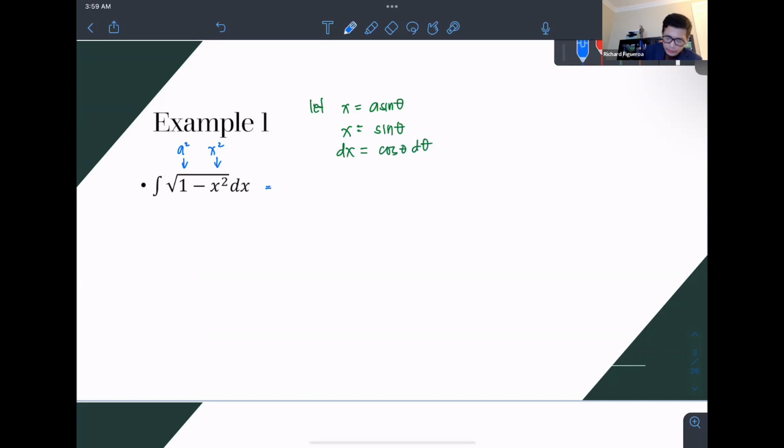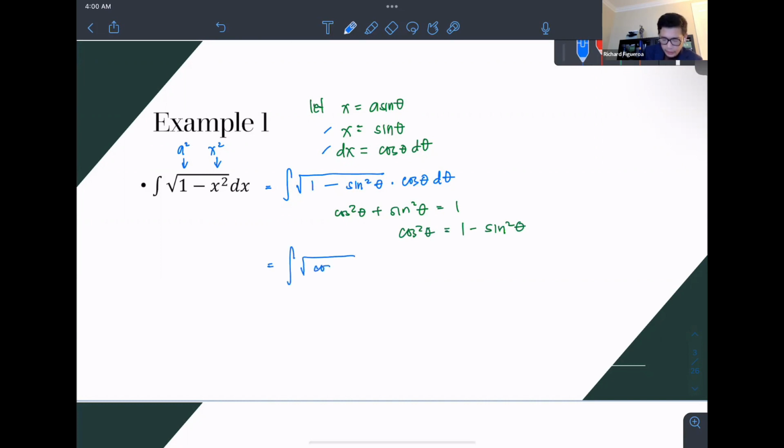Afterwards, we just substitute. The integral would be the square root of 1 minus sine squared theta, since x is sine theta, multiplied by dx, which is cosine theta d theta. From here, we have our identity. Remember the Pythagorean identity: cosine squared theta plus sine squared theta equals 1. Therefore, 1 minus sine squared theta is equivalent to cosine squared theta. We substitute that, so the square root of 1 minus sine squared theta is the square root of cosine squared theta, multiplied by cosine theta d theta.